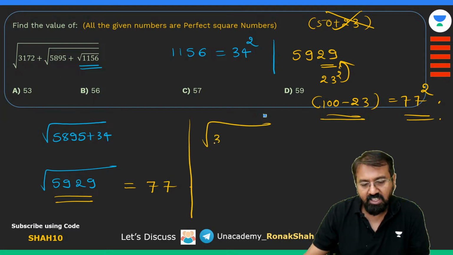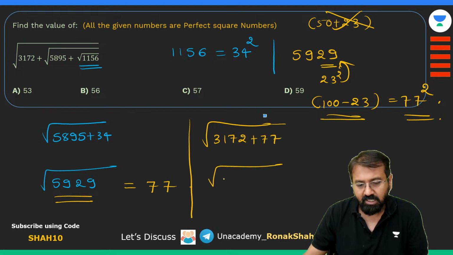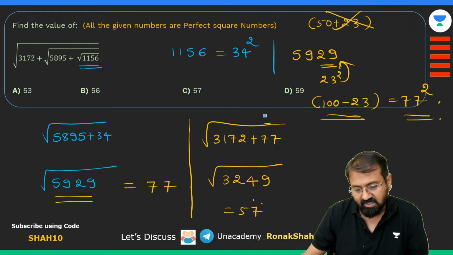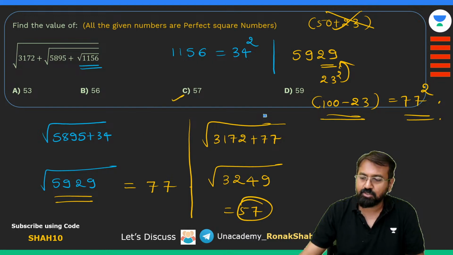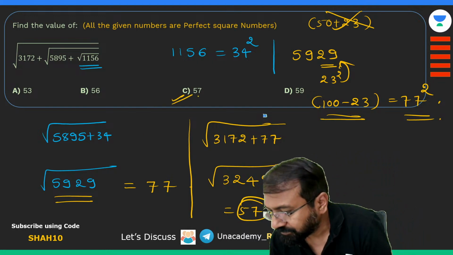So now what will be our final result? Under root of 3172 plus 77, so it's going to be 3249. So this is 57 square. 3249 is 57 square, right?